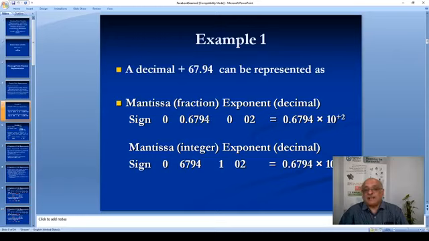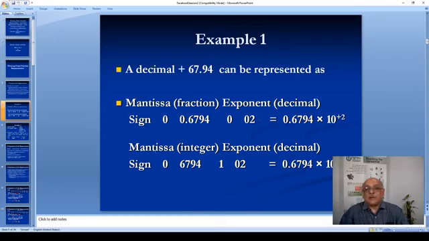So 6794. What is the value of the sign? Sign happens to be plus, and plus happens to be 0. So 0.6794. The exponent side is going to be plus, because the number is 0.6794 into 10 to the power plus 2. So the exponent is 2, and the sign happens to be 0. Now the exponent is just a number, it is not a fraction. It is in integer form.